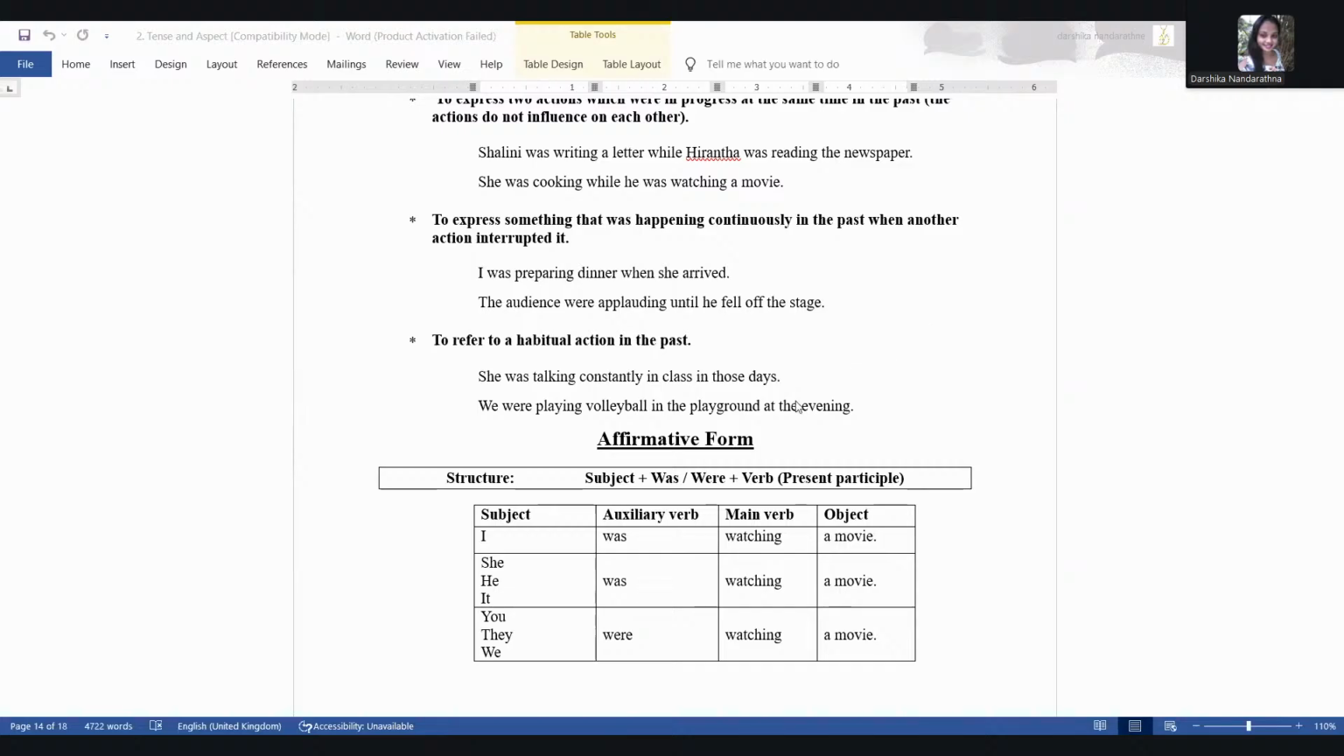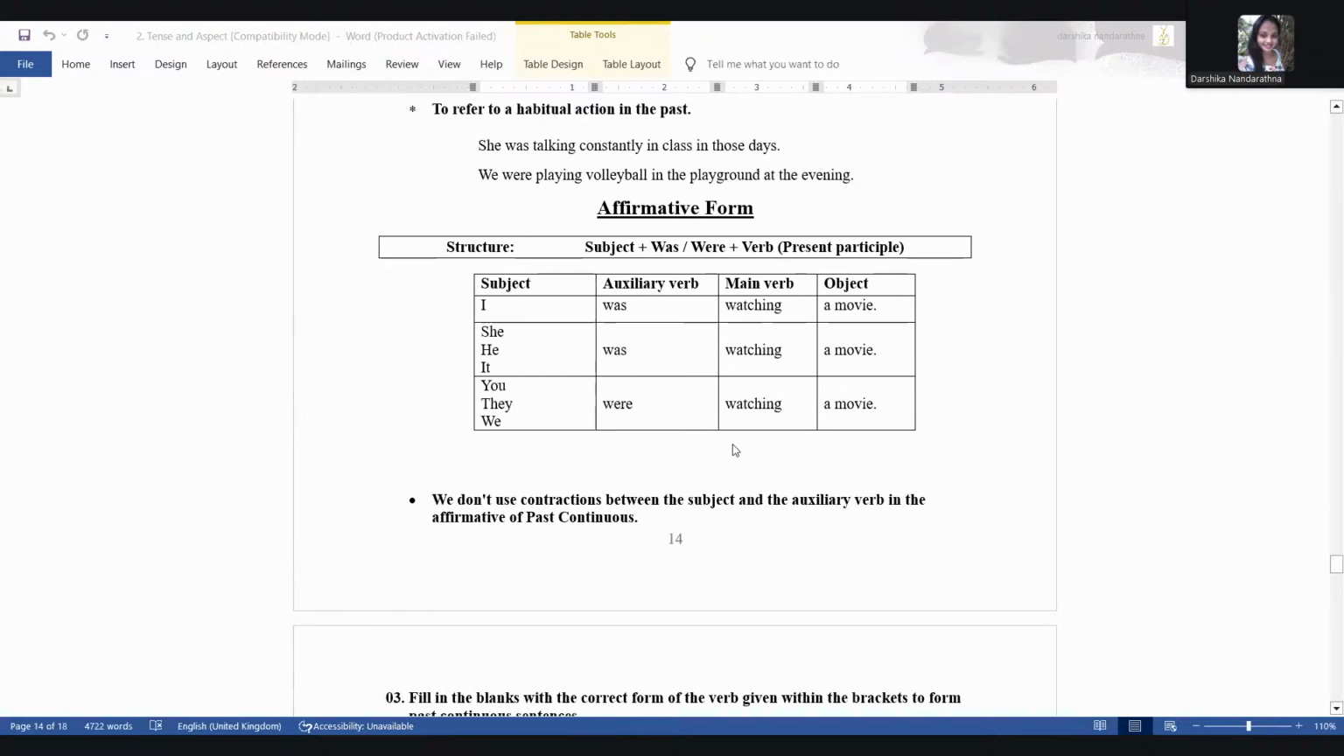Then sentence structure is subject plus was verb plus main verb in present participle form. Main verb is there in ing form already, and we can use was, were as helping verbs. Okay. I was watching a movie. If you have I as the subject, use was as the auxiliary verb, and main verb should be there in ing form. I was watching a movie. Then she was watching a movie. He was watching a movie. It was watching a movie.